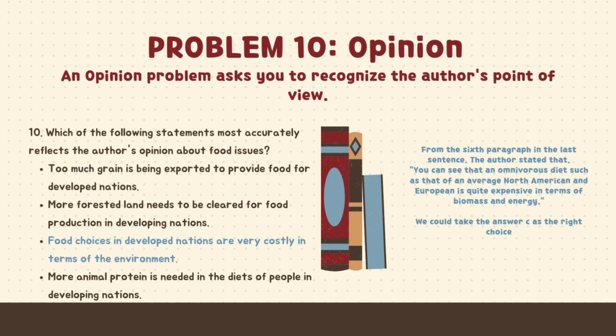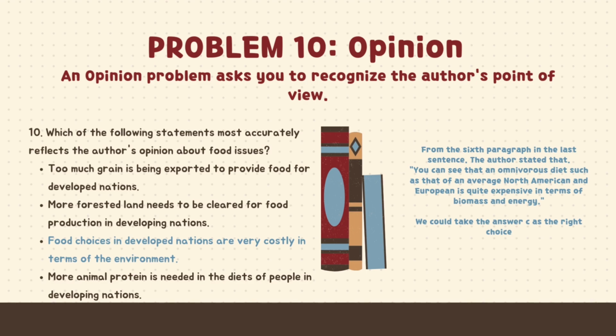Problem 10. Opinion. An opinion problem asks you to recognize the author's point of view. Which of the following statements most accurately reflects the author's opinion about food issues? A. Too much grain is being exported to provide food for developed nations. B. More forested land needs to be cleared for food production in developing nations. C. Food choices in developed nations are very costly in terms of the environment. D. More animal protein is needed in the diets of people in developing nations.